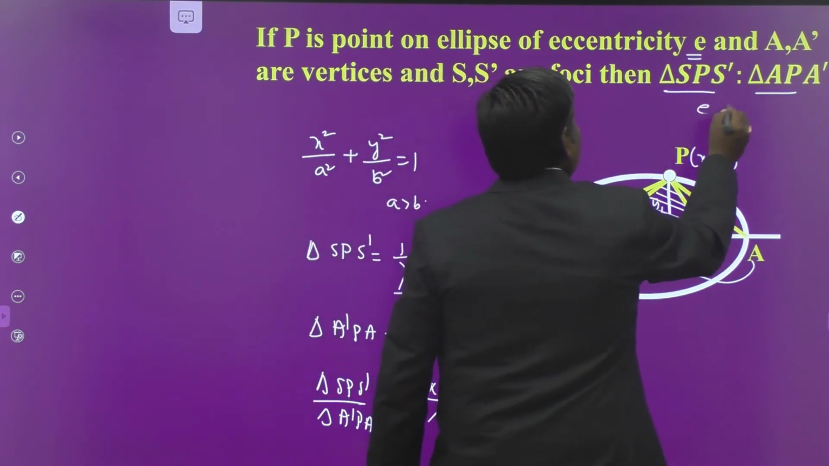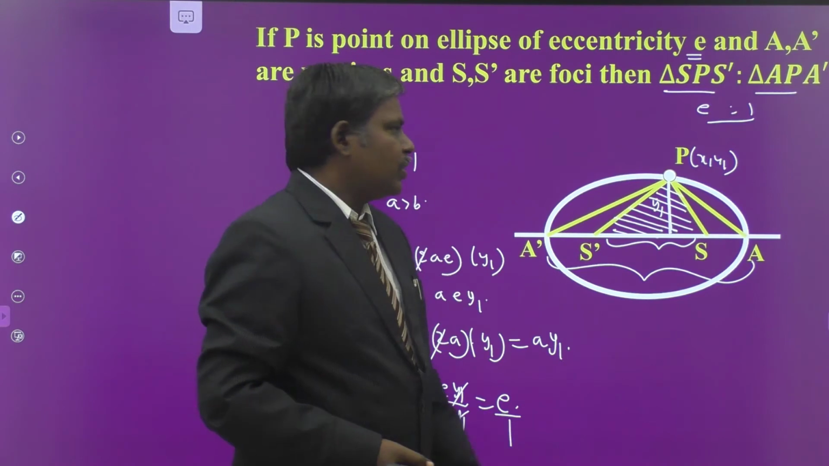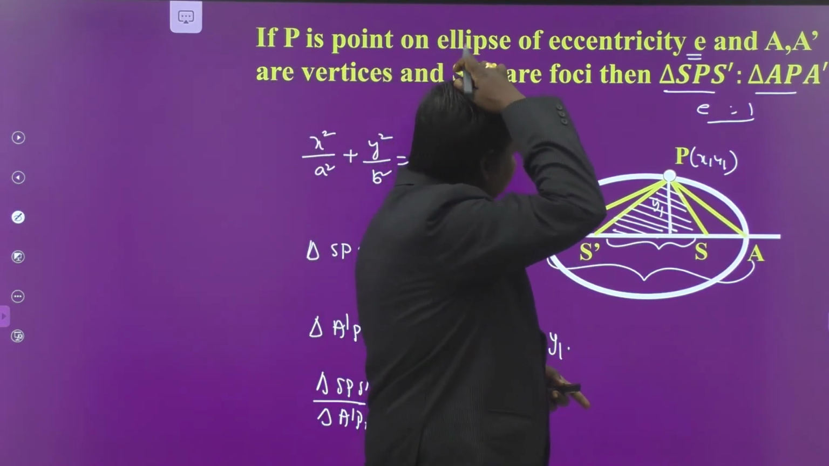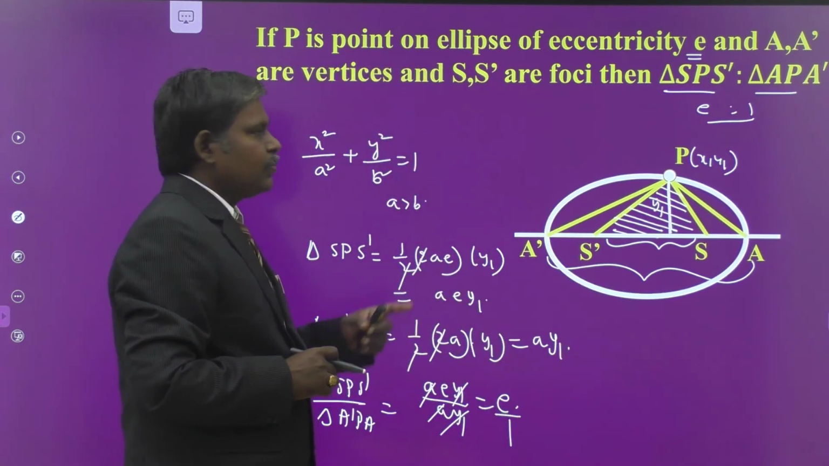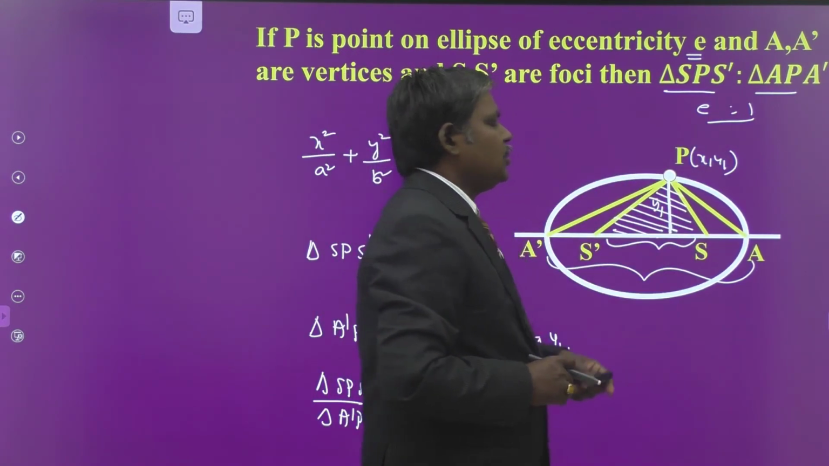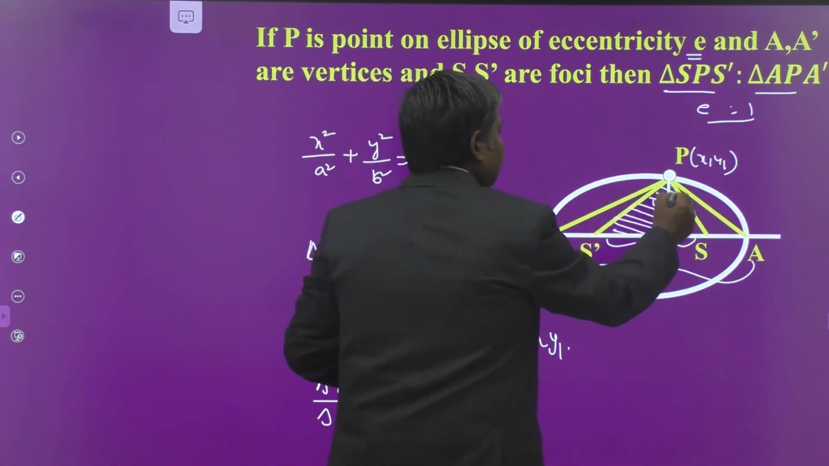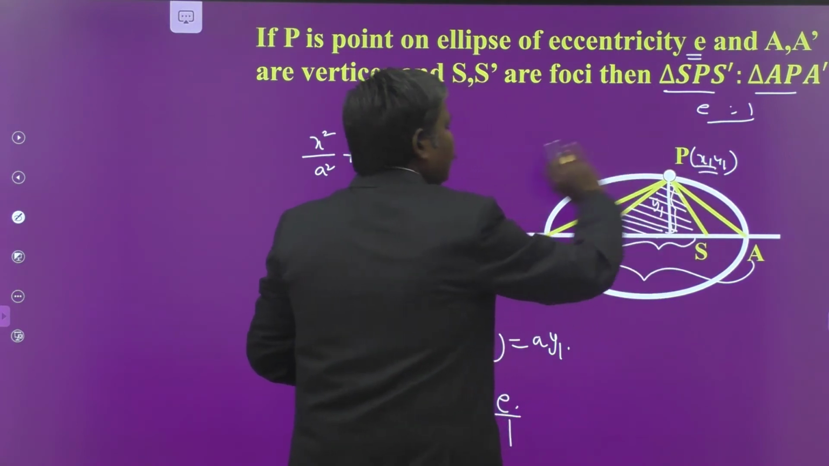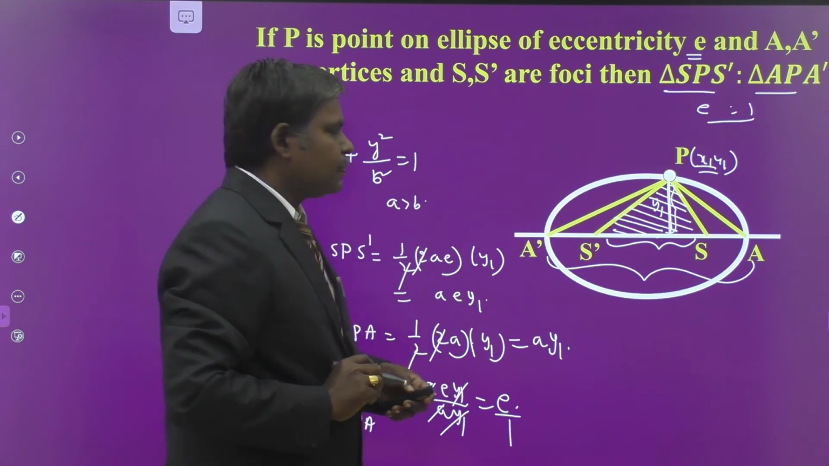So we have E is to 1. The area of the triangle SPS dash is to the area of triangle APA dash is E is to 1. E is always less than 1 for the ellipse. So the ratio is E is to 1. Okay, simple problem. For both the triangles, the height is common, that is y1. If it is x1, y1, you may take any point on the circumference of your ellipse.